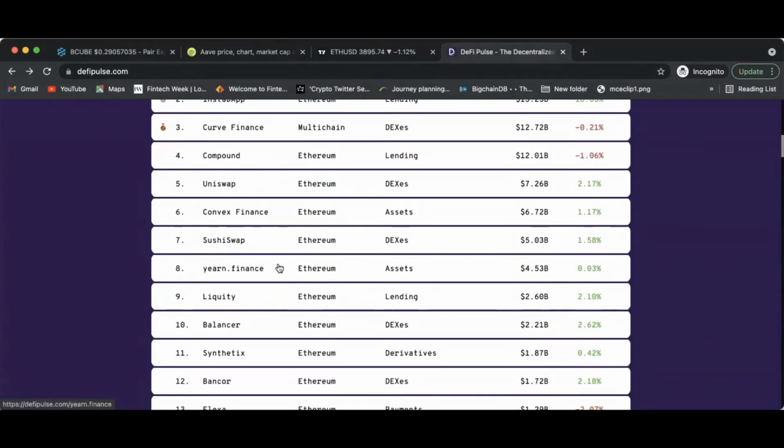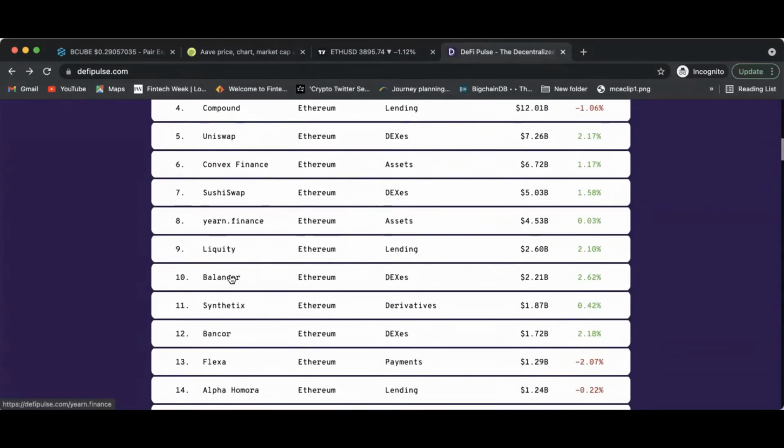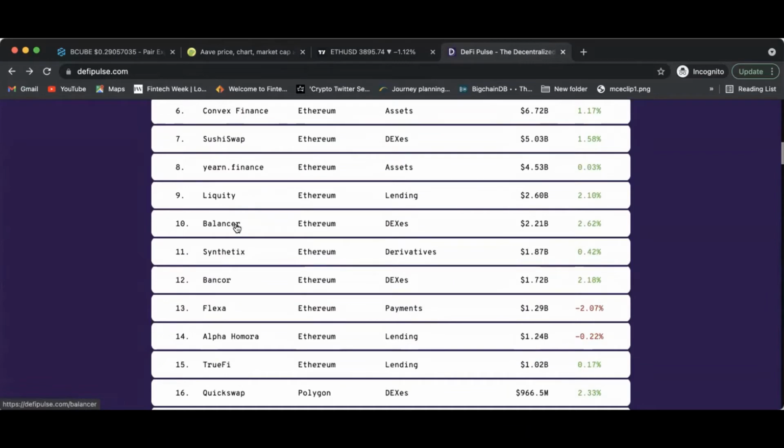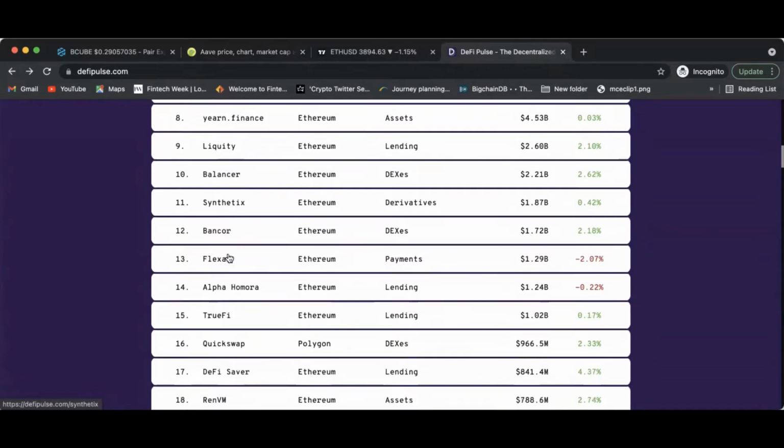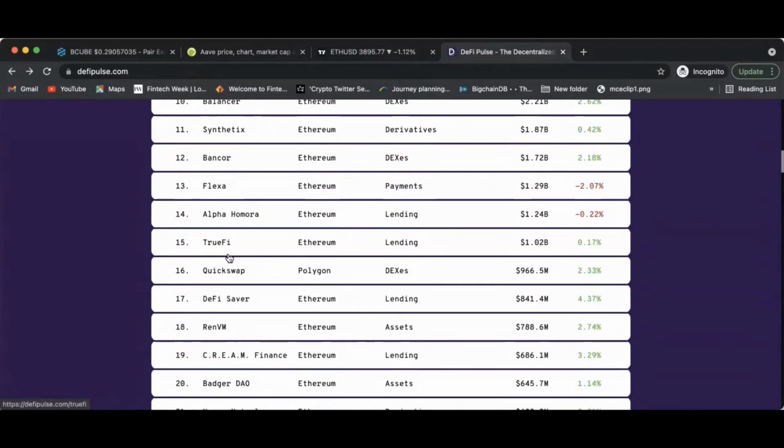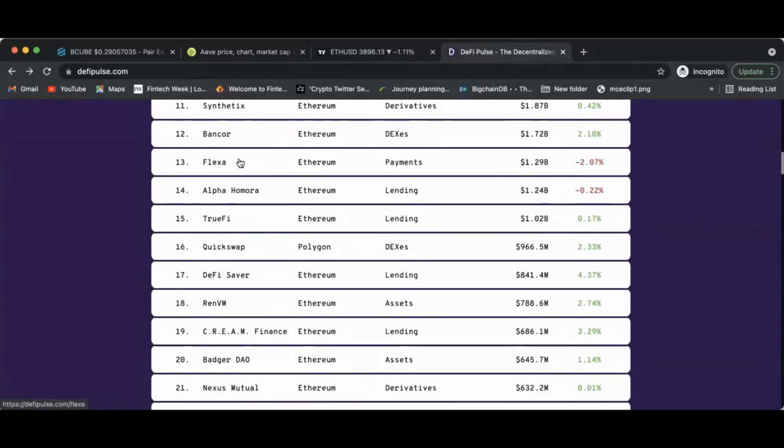Compound is also very good. I don't know, I have never researched these things. Yearn Finance is again very good. Balancer is very good. Synthetix is very good. I think Synthetix will have a good time in these rallies, especially what we are seeing now. Bancor is good. Alpha is very good.